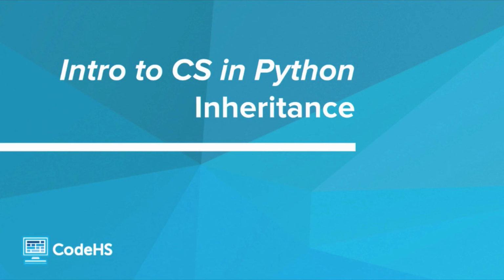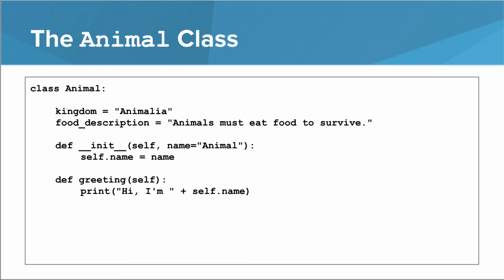Hello! In this video, you'll learn the basics of making classes out of other classes through inheritance. Check out this class called Animal. It has a couple class variables and an instance variable. It overrides the built-in init method, and it has a method of its own called greeting.